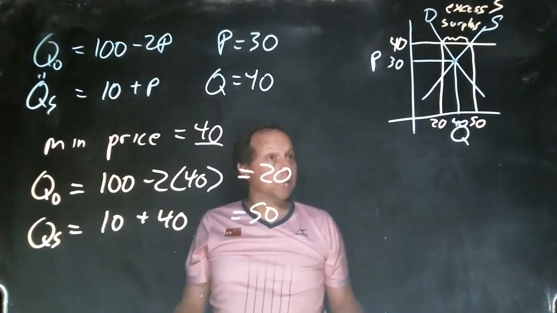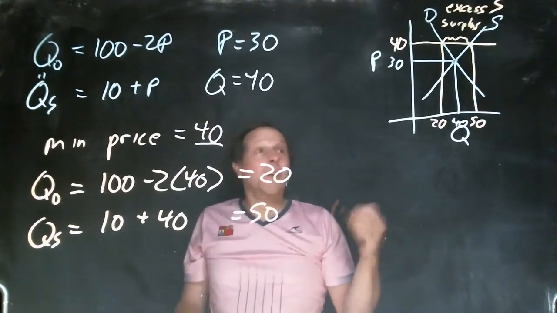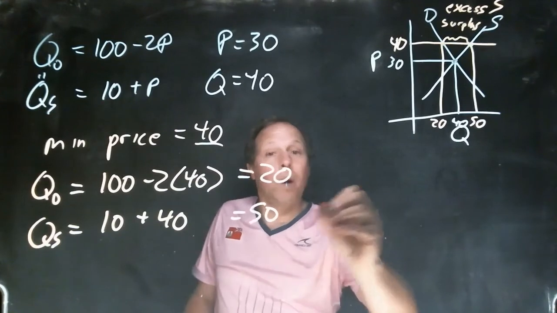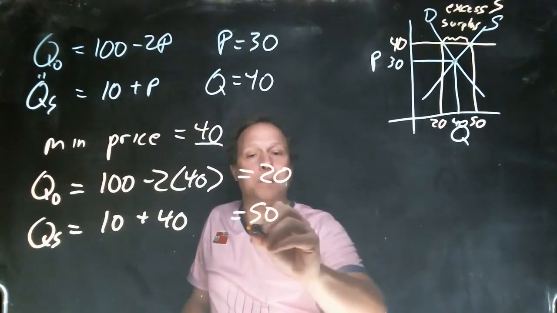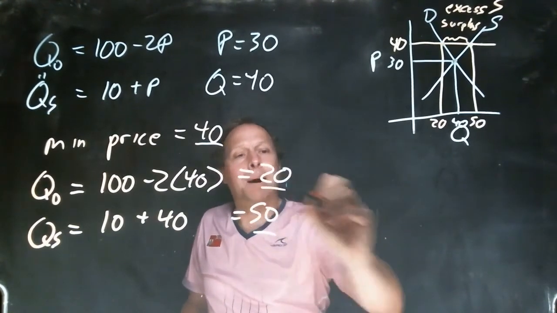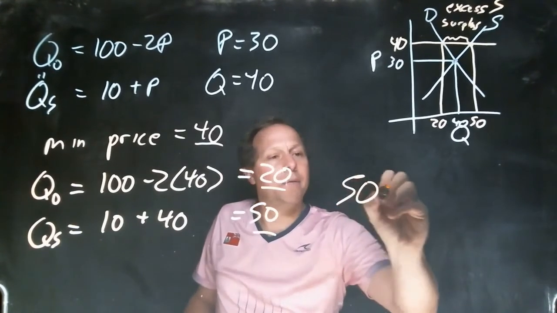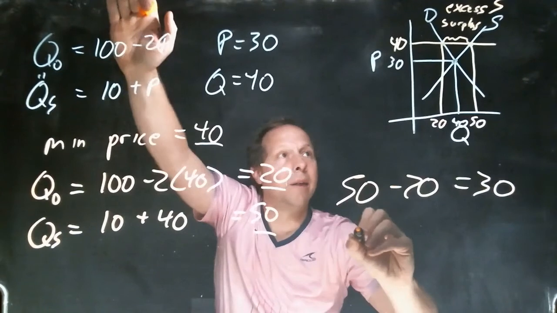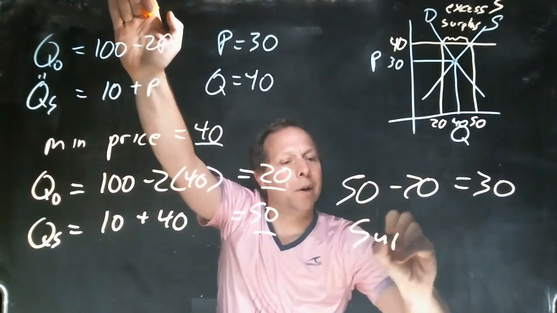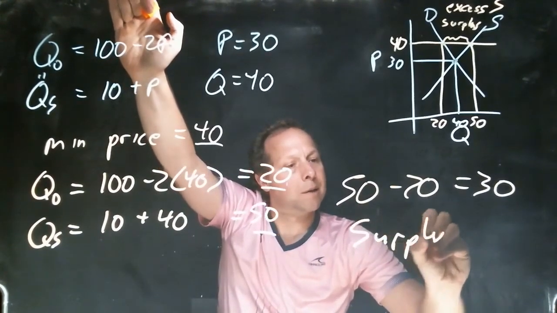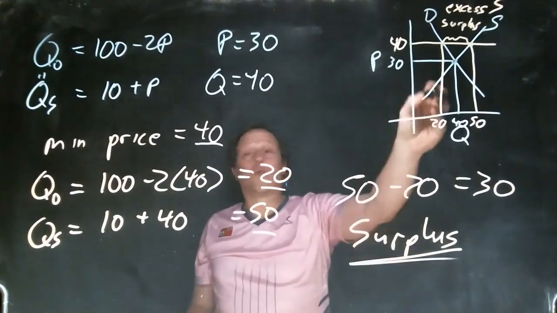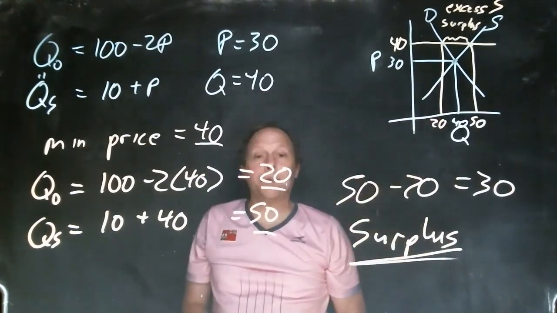The last piece we're interested in is how big that surplus is, or how much excess supply we have. All we do there is take our supply minus our demand. 50 minus 20 equals 30, and that is equal to our surplus. So not bad. Again, graphically, and that's how we do it algebraically.